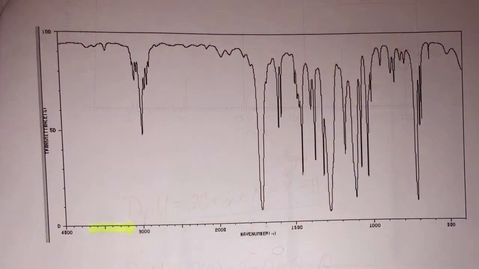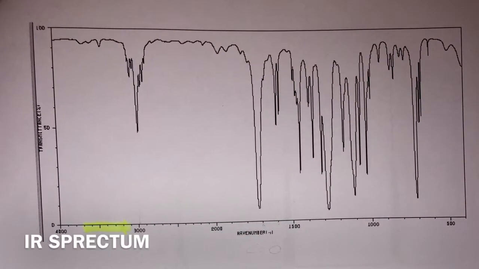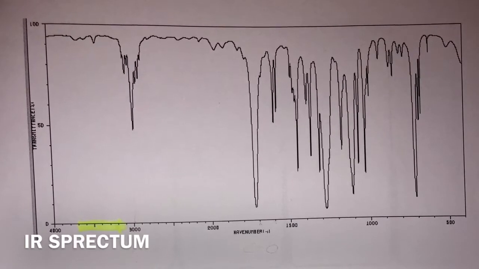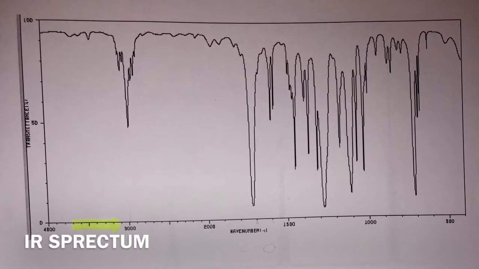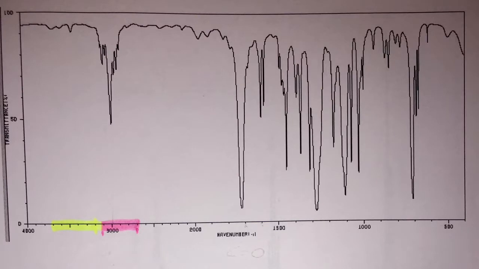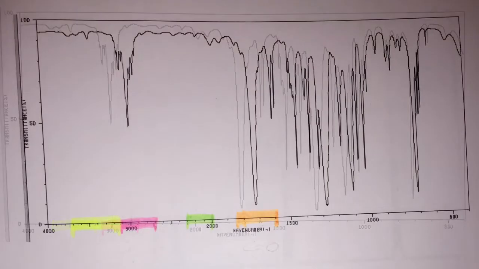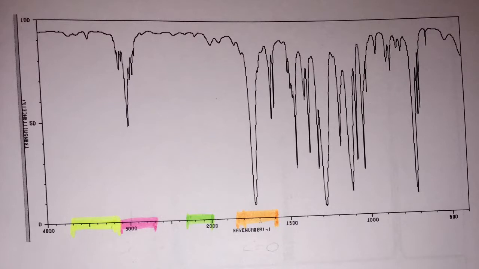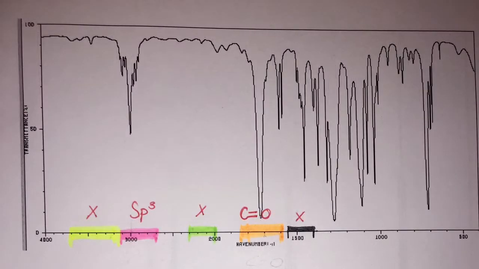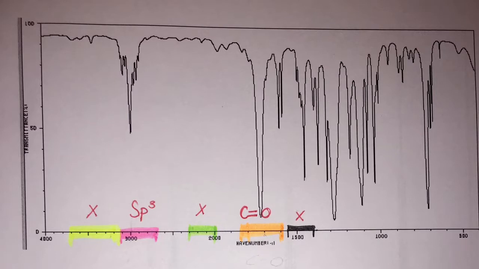Next, we will look at the IR spectra, which contains 5 different zones. Zone 1 from 3200 to 3007. Zone 2 from 2700 to 3200. Zone 3 from 2000 to 2300. Zone 4 from 1650 to 1850. And then Zone 5 from 1450 to 1680.